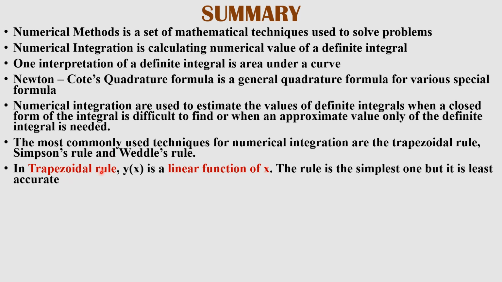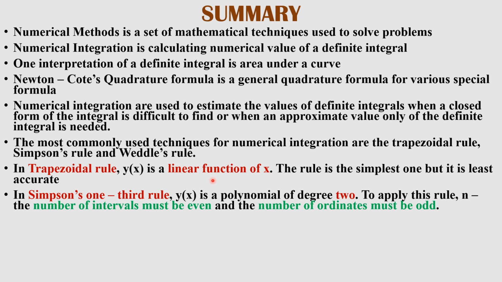In trapezoidal rule, y of x is a linear function of x. The rule is the simplest one, but it is least accurate. Whereas in Simpson's 1/3 rule, y of x is a polynomial of degree 2. To apply this rule, n, that is, the number of intervals, must be even and the number of ordinates must be odd. This is the condition for applying Simpson's 1/3 rule. So once the problem is given, you can check whether the number of intervals is an even number and the number of ordinates is odd. If these two conditions are not satisfied, you can very well come to the conclusion that Simpson's 1/3 rule cannot be applied to that particular problem.